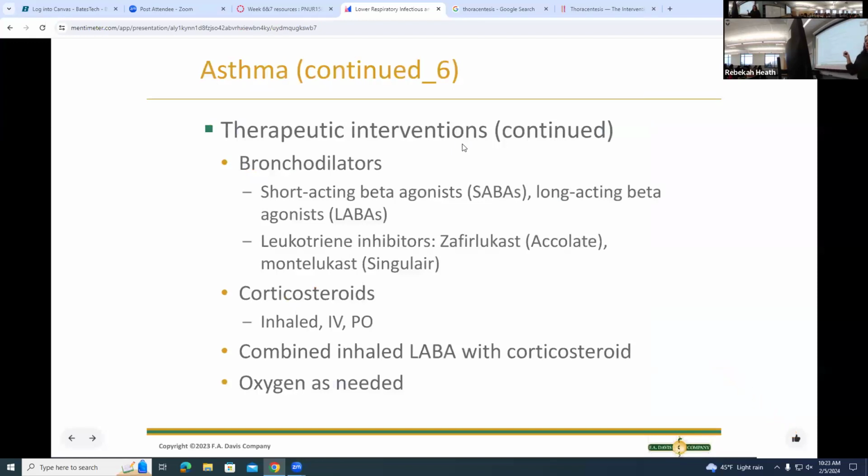We're gonna have them do bronchodilators. There are some long-acting bronchodilators. A lot of times we want them to have leukotriene inhibitors. You guys know what leukotrienes are?